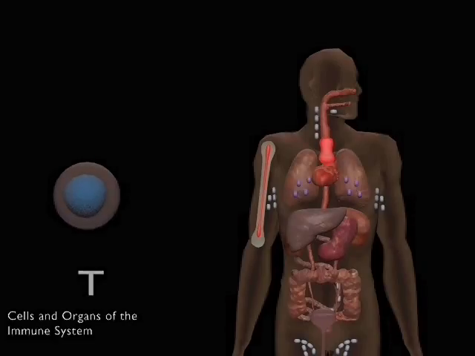All of the leukocytes are derived initially from stem cells in the bone marrow, which colonize the lymphoid tissues. There is considerable cell traffic between the various lymphoid tissues.